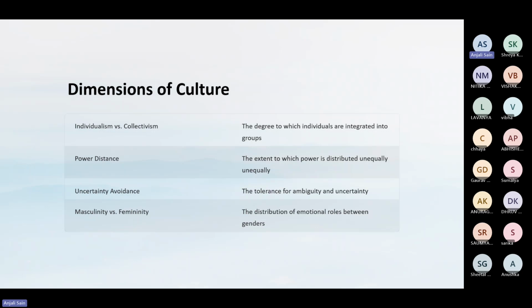Then comes power distance. How power is distributed. ठीक है? The extent to which power is distributed unequally. कि, like in some of the countries, rich people have more power and the poor people don't have any power. So that is the difference I have to understand before marketing my product or a trade, before manufacturing or establishing a production capacity in a foreign country.